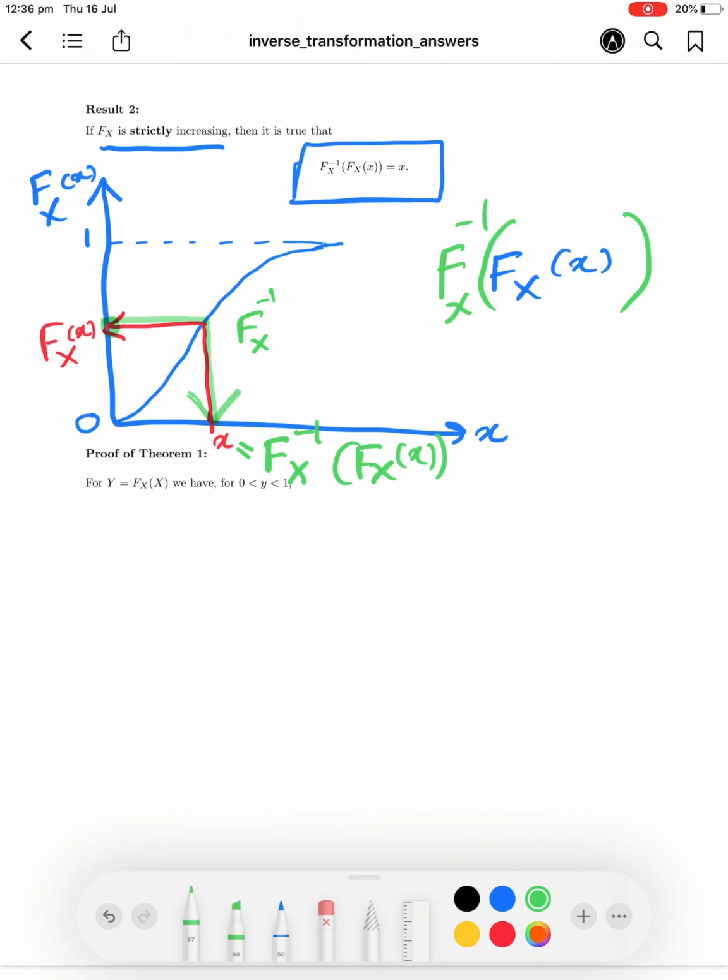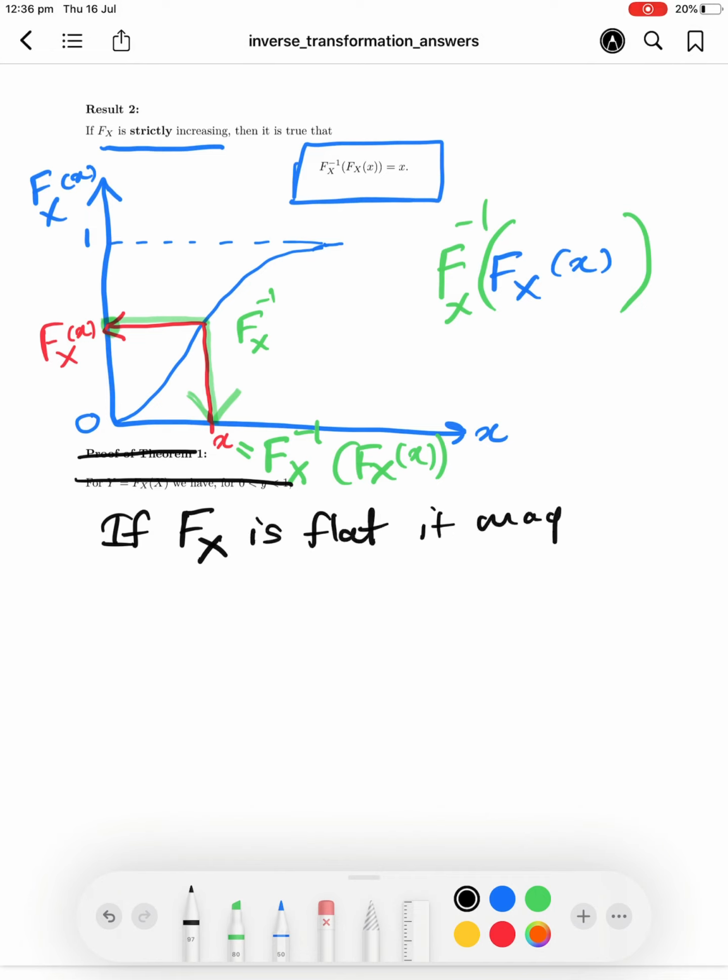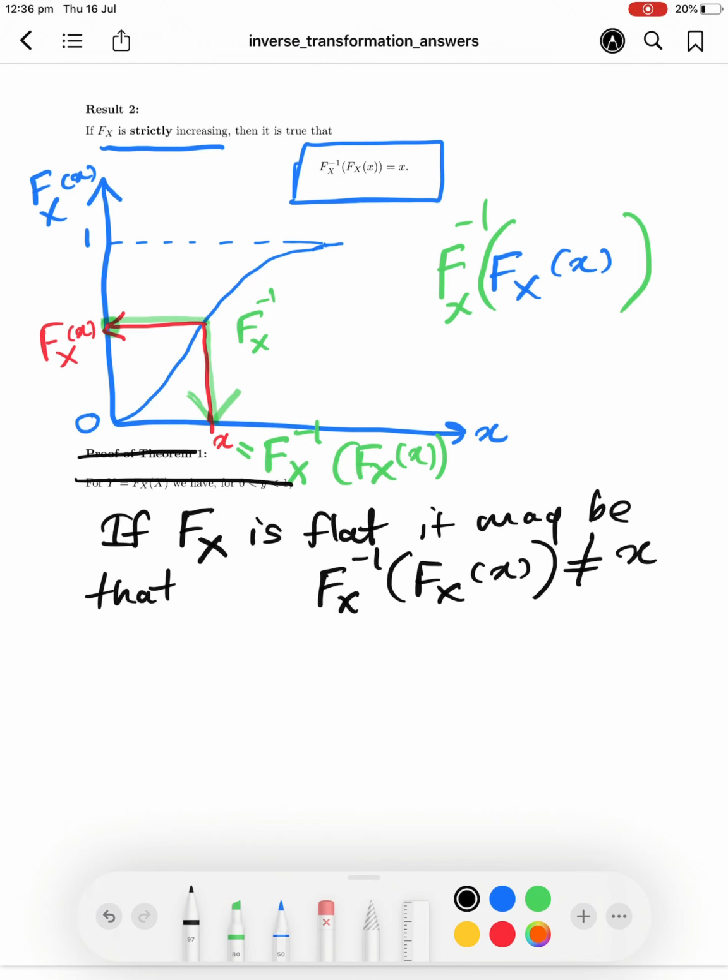However, if Fx is flat, it may be that Fx inverse Fx x not equals simple x. So this is the visual demonstration.